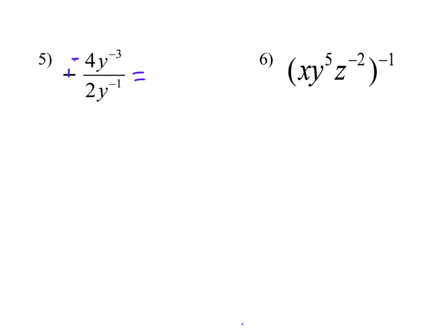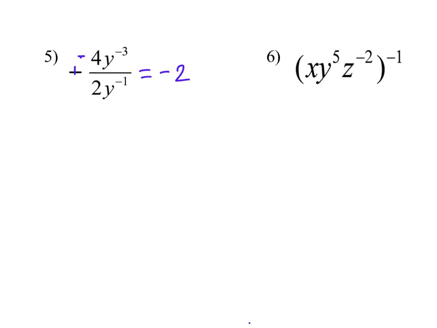So divide the numbers. Negative 4 divided by 2 is negative 2. And negative 3 minus a negative 1. I'm just writing it. We're subtracting this minus this. So that is y to the negative 2 power. It's negative 3 plus 1, which is negative 2. Okay, so it's just a lot of signed numbers that you have to just get used to.